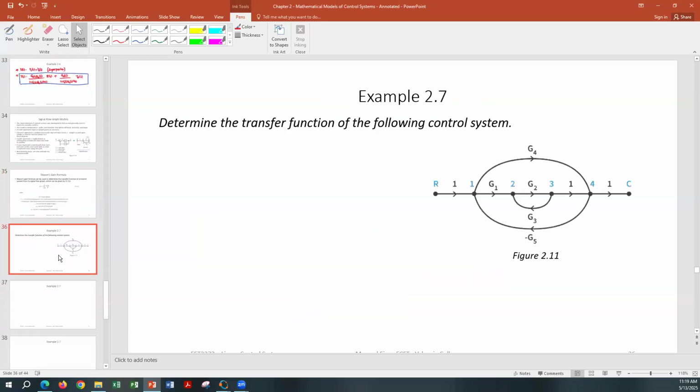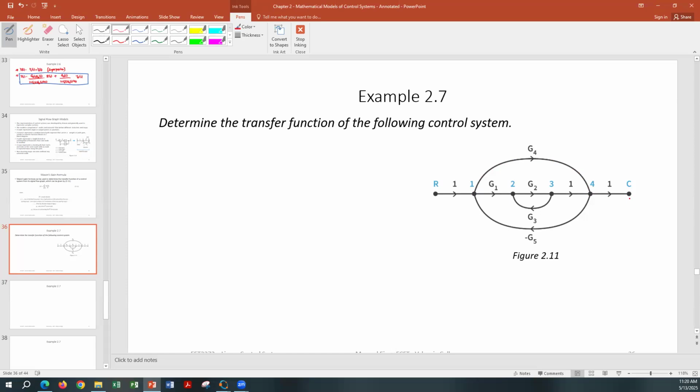So let's go and do this problem. Determine the transfer function of the following control system. A signal flow graph is given for this control system, and we have to find the transfer function. Earlier, someone asked me about the forward path. Observe that in this case you have one forward path going from R to C straight, and then another path going from R, taking this route, and then going to C. So in this case you have 2 forward paths. That's the question you asked me earlier.